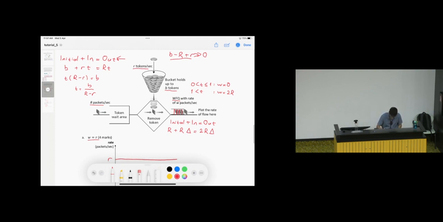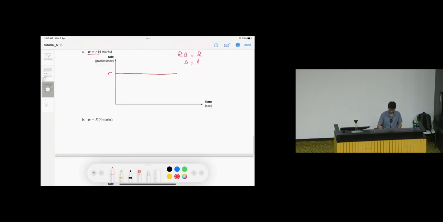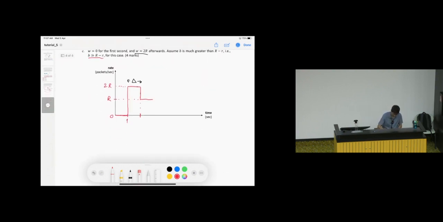Now let's solve this for delta. This is just R delta equals R, so delta equals 1. That means this time will be t equals 2. Only for 1 second I'm going to have 2R rate. And then I reduce down to R rate.